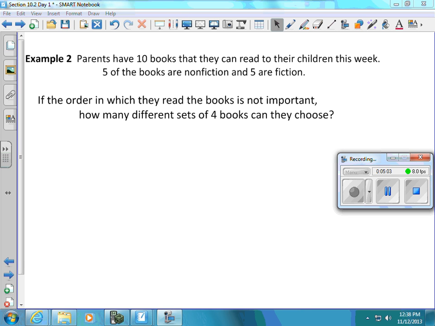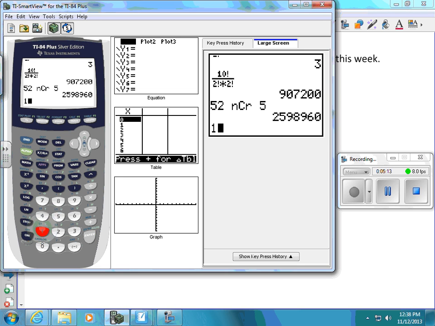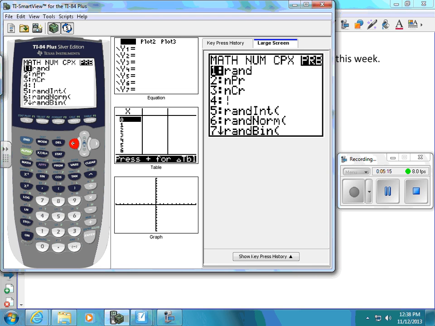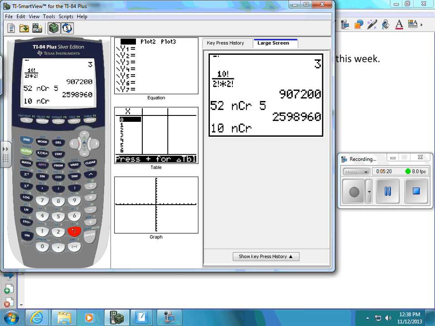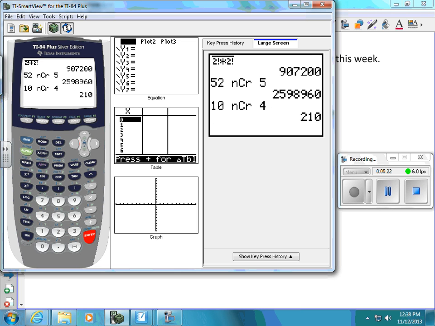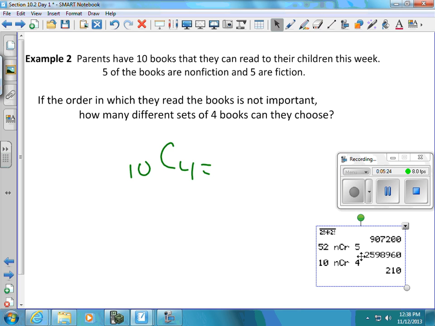So we don't care if they're fiction or nonfiction, I want 4 of all the books. They have 10 total, so that's 10 things. We're going to choose 4. Let's practice that with our calculator. 10 things, choose 4, that's a 3. That's 210 sets that we can pick.